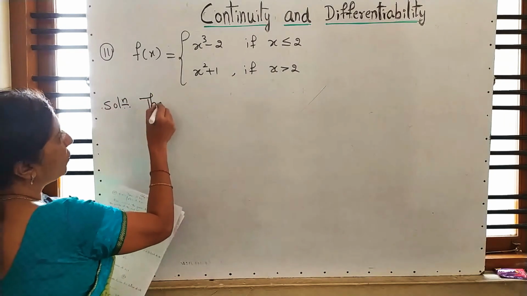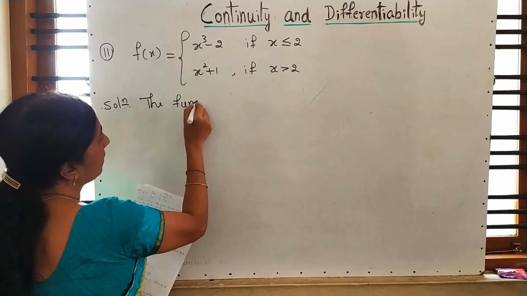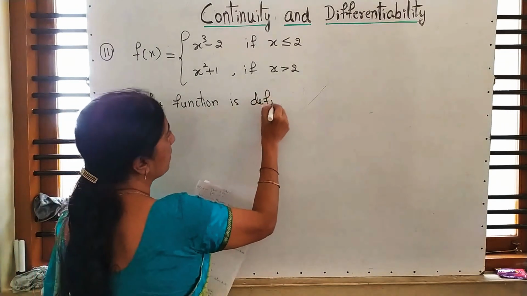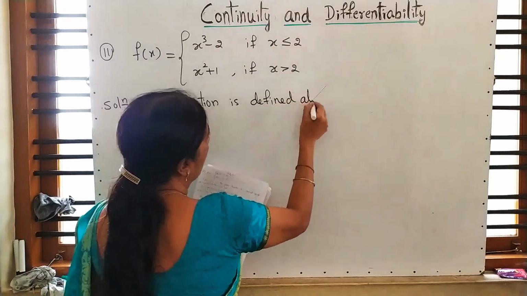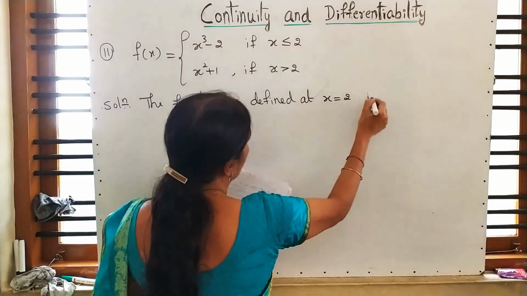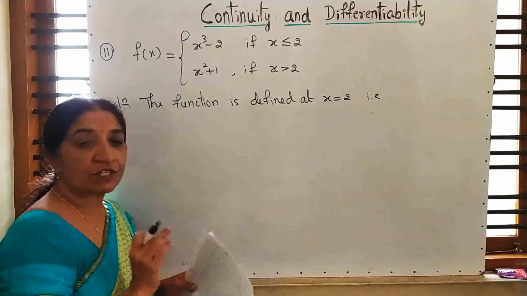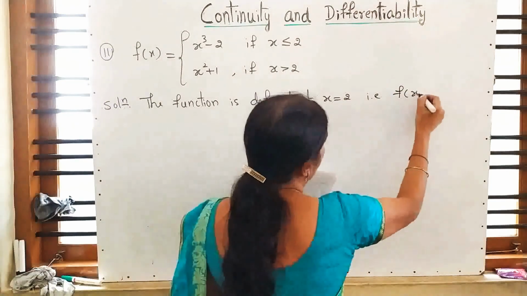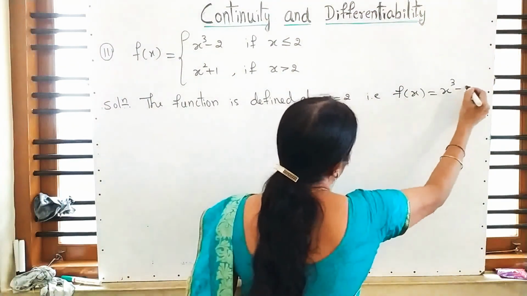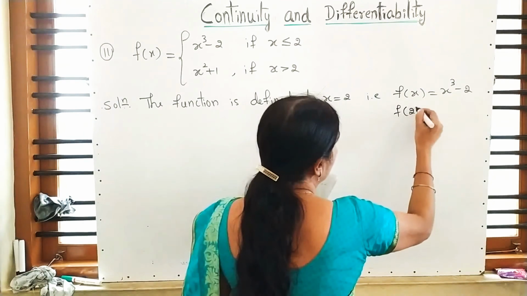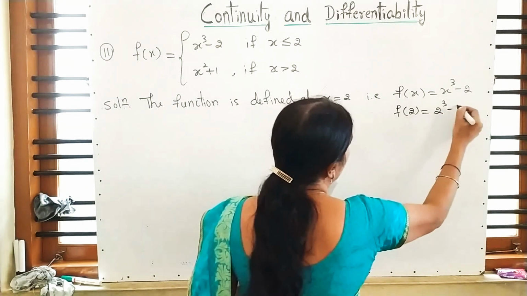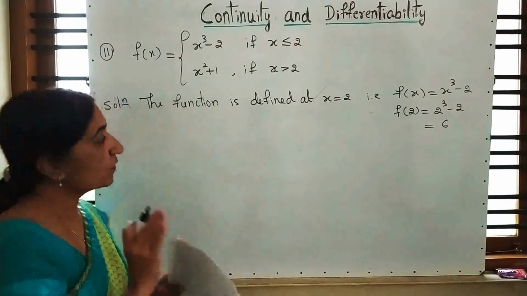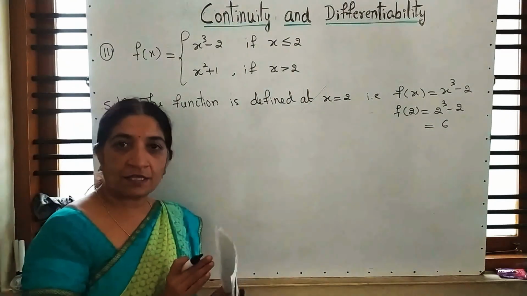See, the problem is defined in the form of inequality. Here the function is defined at x is equal to 2. See, out of these two expressions, in which expression is it equal to 2? In the first one. Write down that f of x is x cube minus 2. In place of x we are writing 2. 2 cube minus 2, that is 8 minus 2 is 6. You got the definite answer. So the function is defined at x is equal to 2.